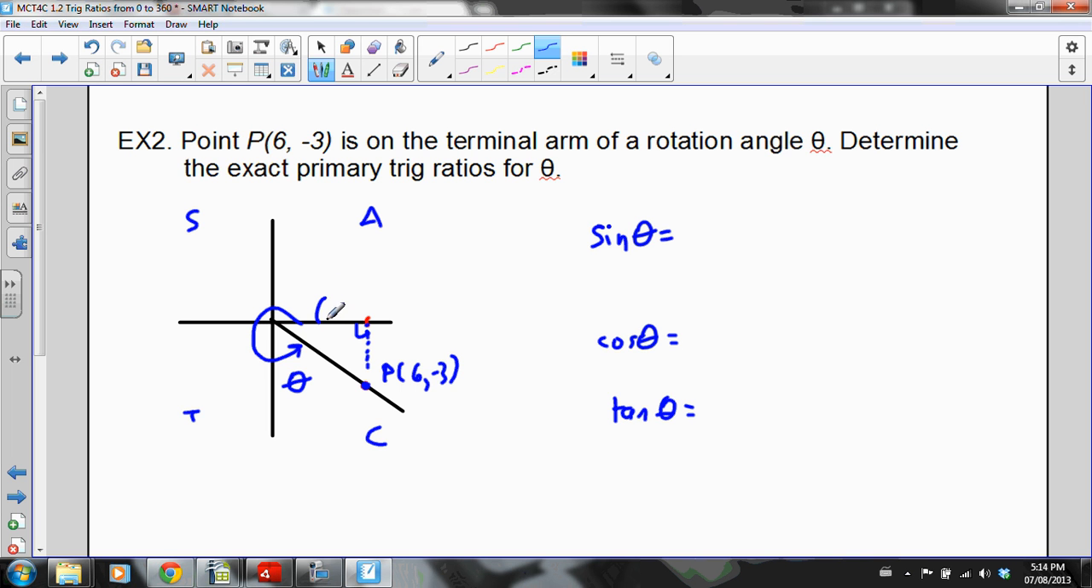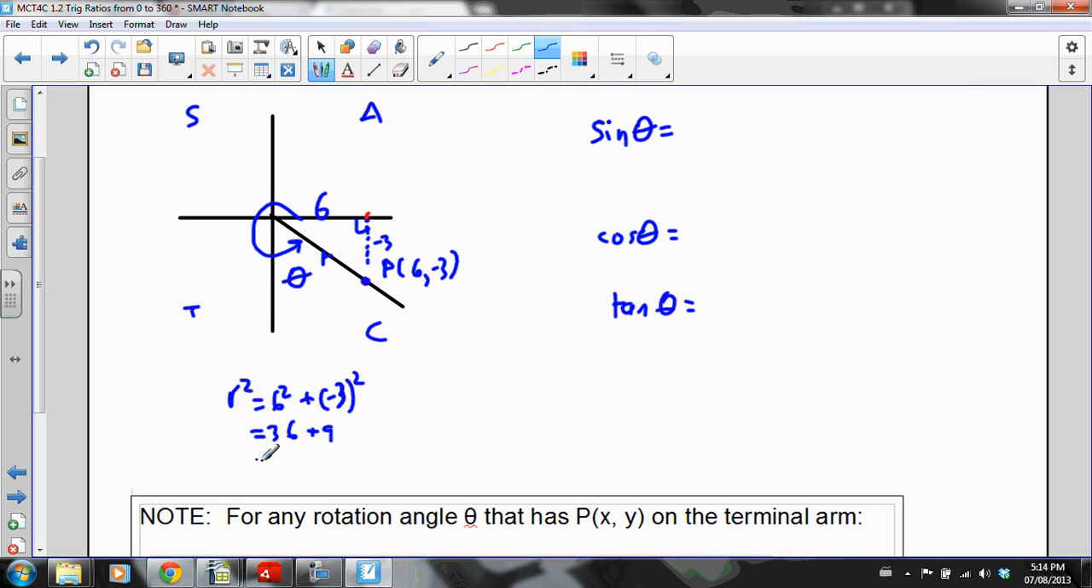+6 there, -3 over here. Notice the sine is opposite over hypotenuse, but we don't have the hypotenuse. So let's find it. We'll call it r. Then r squared is equal to 6 squared plus (-3) squared, which is 45. And so r is the square root of 45. And again, I'm going to leave that as exact. Why not? Don't need a calculator.